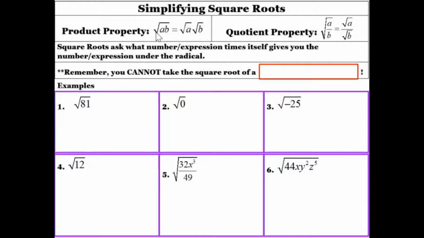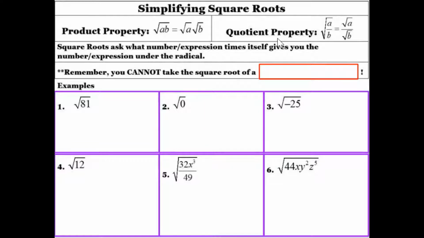For example, if I had the square root of 2 times 4, I could split that up into two separate square roots, the square root of 2 times the square root of 4. And just note that this is the product property because we're multiplying. This only works for multiplication. You cannot do this if there is a plus or a minus in between the A and the B.